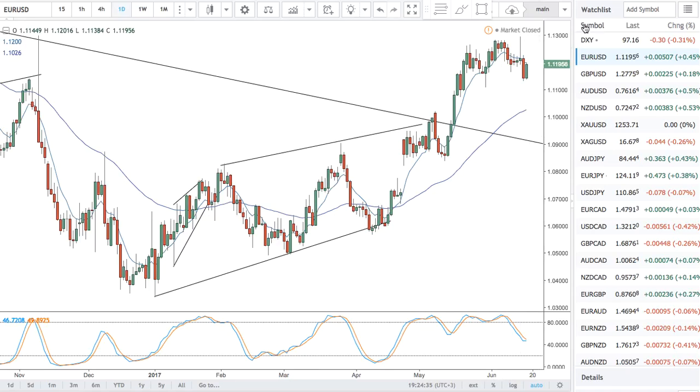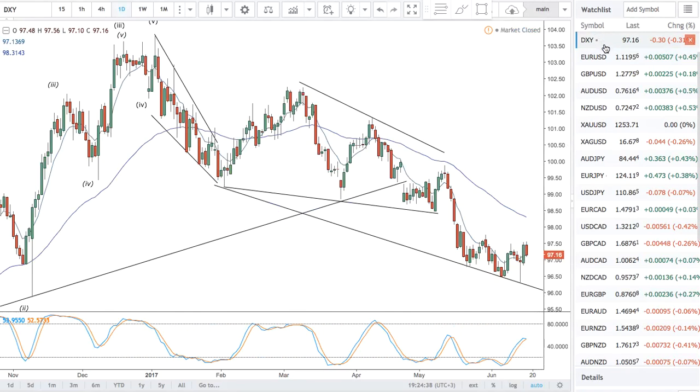Okay, I just want to share a few thoughts on the US dollar, Euro US dollar, and gold. Nothing major. I don't have much to add on these.